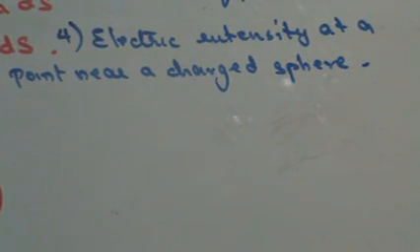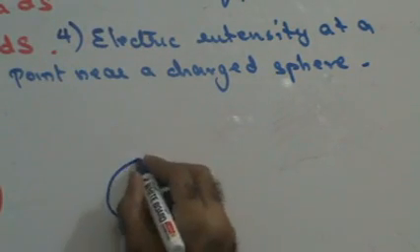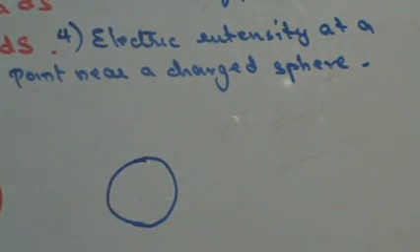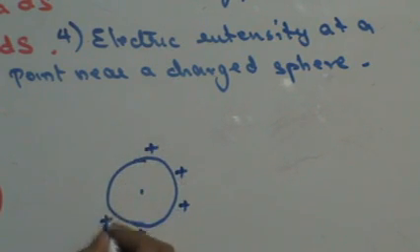Electric intensity at a point near a charged sphere. First of all, I need a charged sphere. Let's assume that this is my charged sphere. O is the center of the charged sphere. If O is the center, the charge will always be on the outer surface. Faraday's experiment says that charge will always remain on the outer surface. So the entire charge of the charged sphere will be on the outer surface.